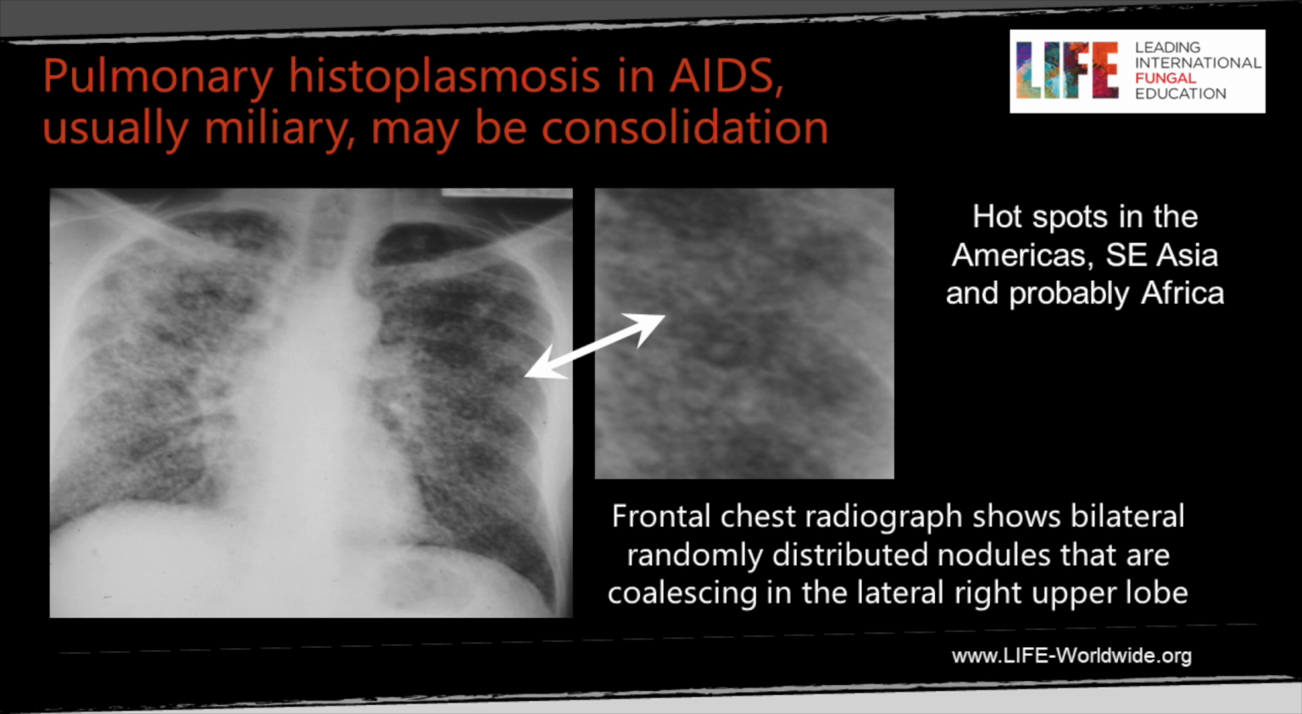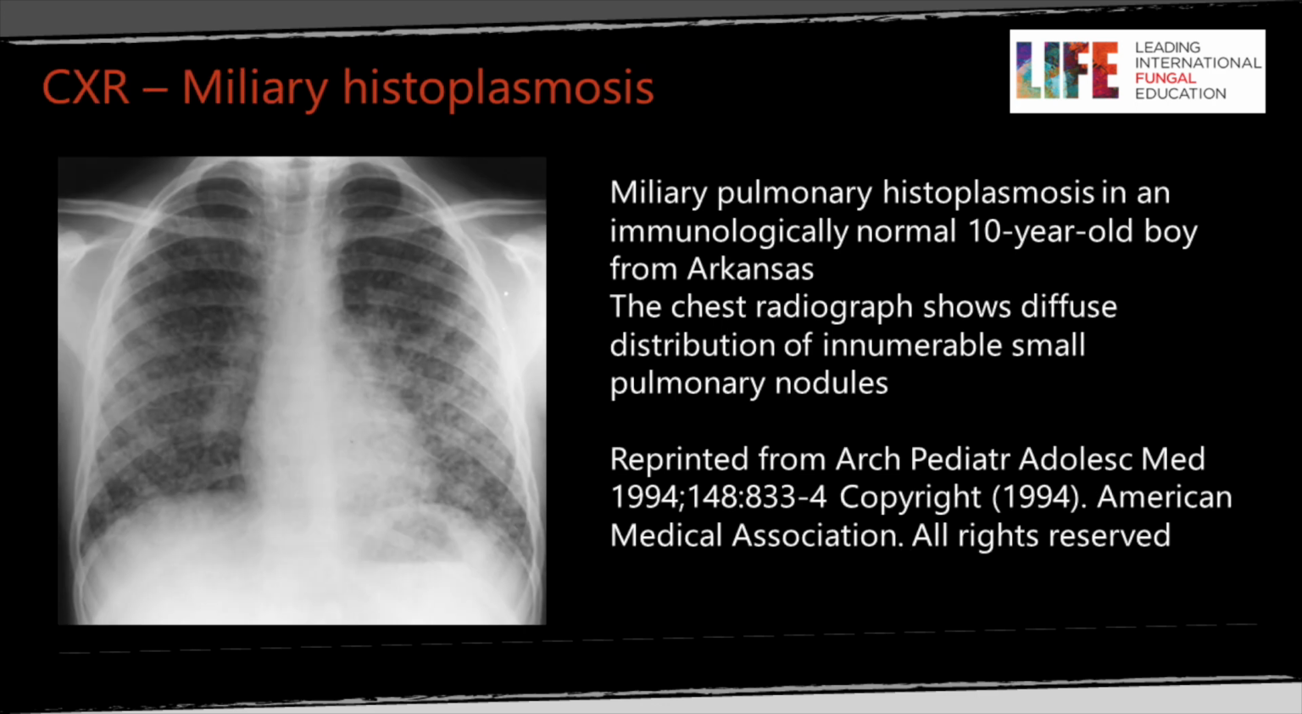Histoplasmosis, sometimes in AIDS, can also be miliary, but you can also get areas of frank consolidation. So here in the left lung, the nodules are perhaps more discrete, whereas they're starting to become more confluent, particularly in the right upper zone. The Americas, Asia, and probably also Africa should be considered as possible areas for histoplasmosis. The patient doesn't have to have any immunosuppression to have histoplasmosis.